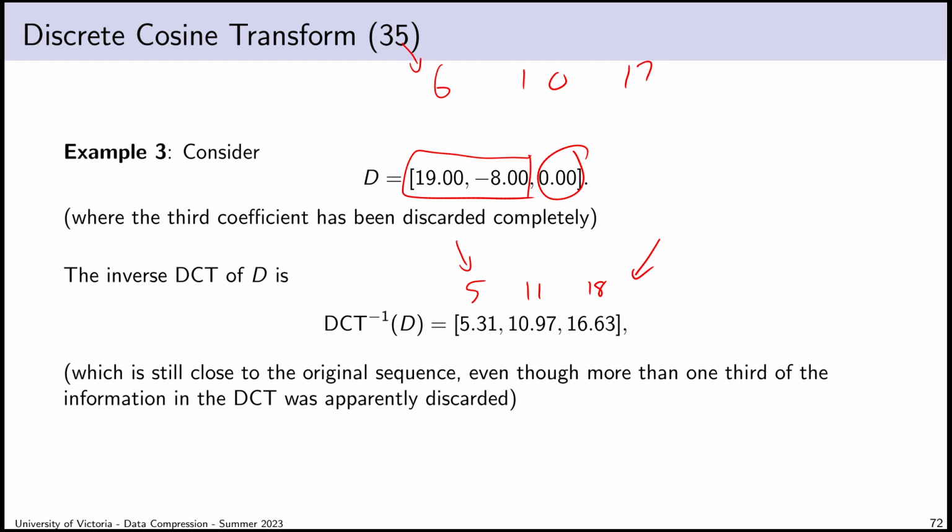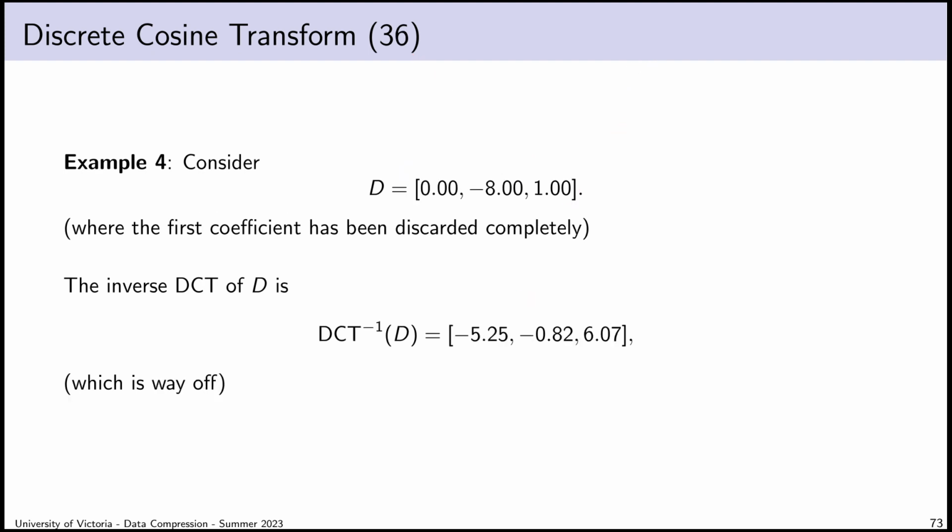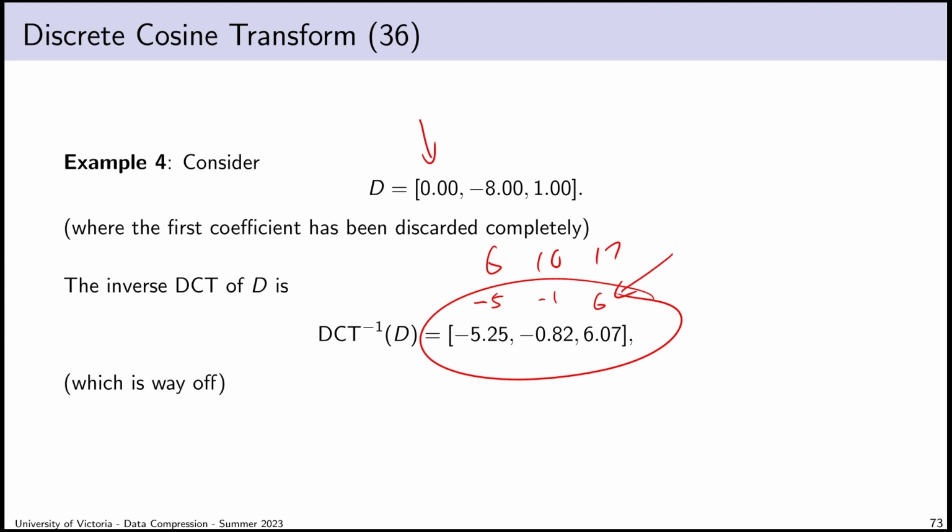In the previous example, I deleted the last coefficient. Let's try deleting the first coefficient. In this case, the result is way off. There's a pattern you might observe later here, but clearly it's not what I want. This is going to round to -5. That's going to go to, what, -1 and 6, which has nothing to do with 6, 10, and 17. There is some pattern in there, but it's not going to help me. It's not doing what I want.